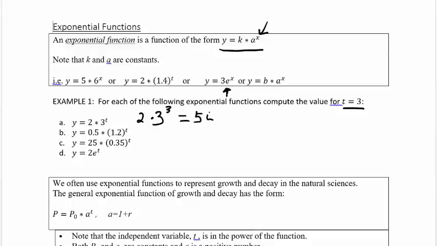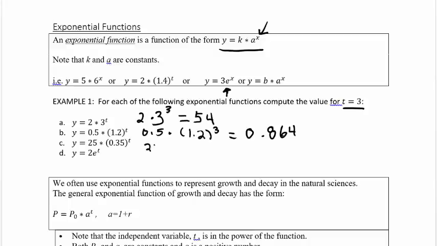Now, I don't expect you at all to do these in your head. These are things that you can plug into your calculator, especially with the decimals and as the numbers get bigger. So for our next one, we have 0.5 times 1.2 cubed. We do have order of operations here, so you want to cube the 1.2 first and then multiply by 0.5. And when I do that, I get 0.864. So hopefully you are getting the same values as you try plugging in the 3 everywhere.